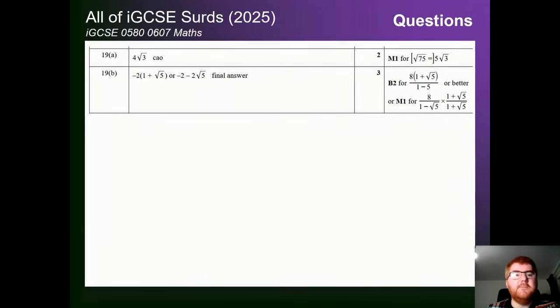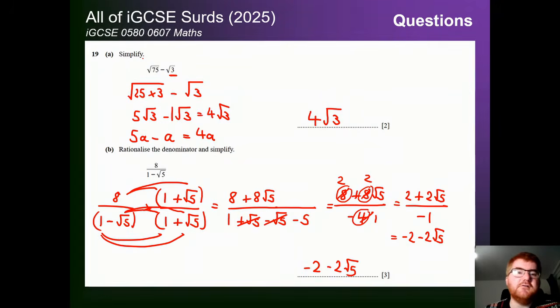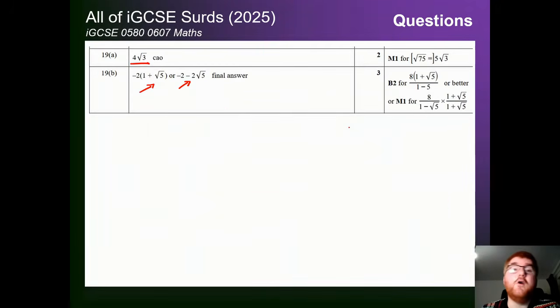Again, you can look at the mark scheme here. Notice you could also factorize this as well and put it back in. That's absolutely fine as well. Again, both answers will give you all 3 marks. And again, we've got 4 root 3. Notice correct answer only. Again, if you don't get 4 root 3, then you won't get all 2 marks here.